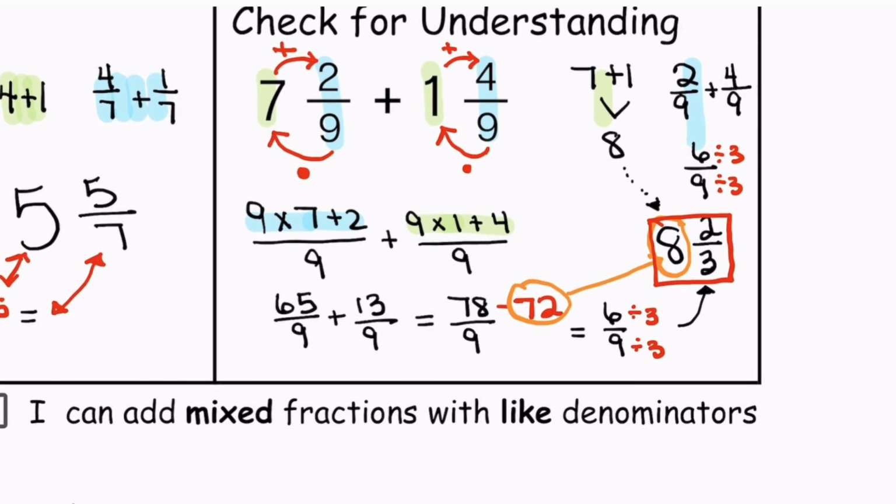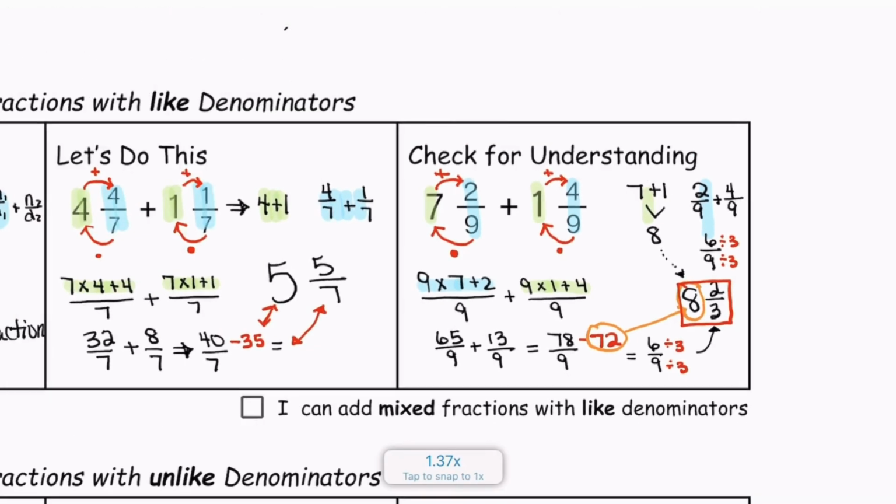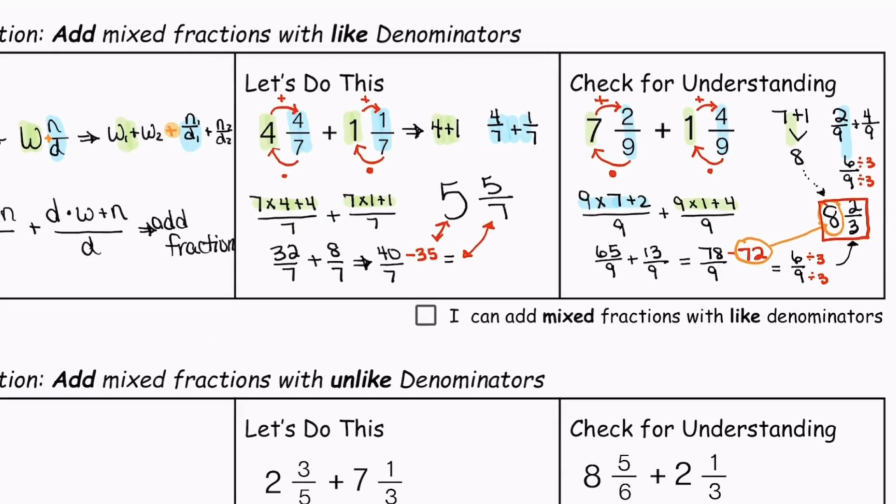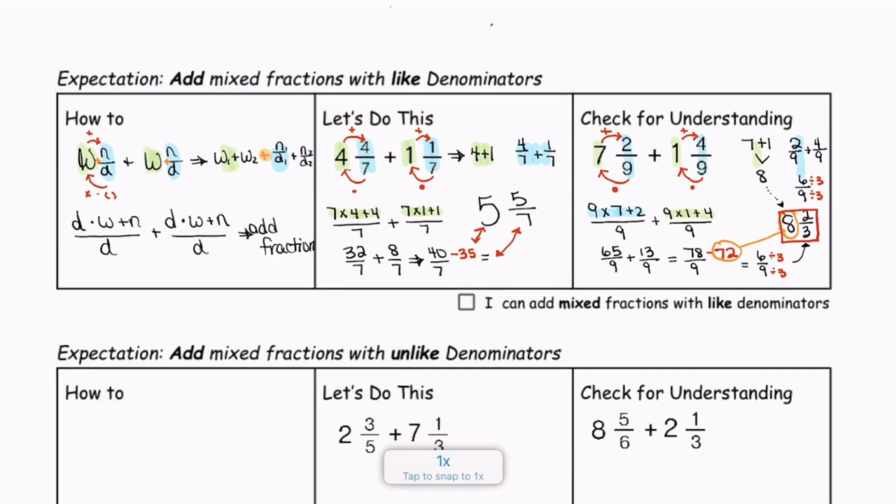All right, we have learned 2 different ways to add mixed fractions with like denominators. The first way is to simply add the whole number components together and then add the proper fractions together using the like denominator method that we have practiced. And the second way is to do a multiplication, addition, conversion to improper fractions.